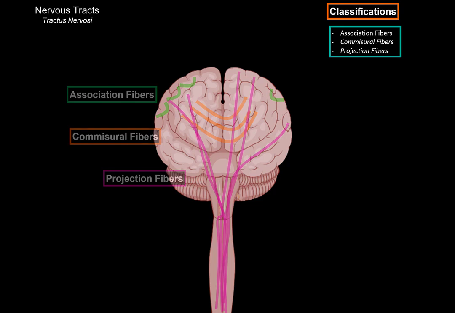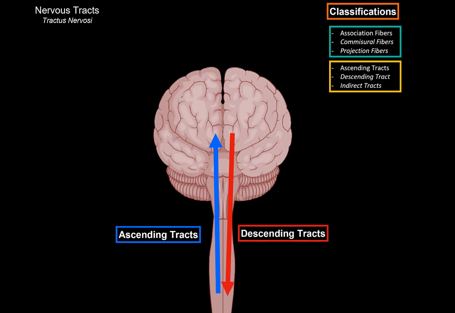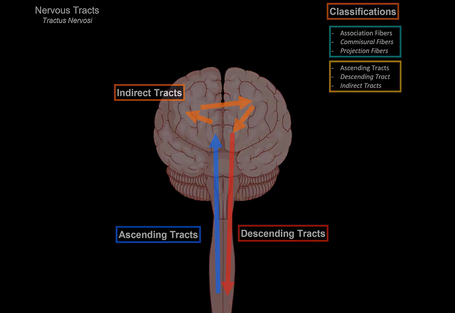But the most important thing to remember, which you will hear a lot about, are ascending tracts, leading sensory fibers, descending tracts, leading motor fibers, and indirect tracts that interconnect different parts of the brain. This is just another way to classify nerve tracts. So that's all I had about nerve tracts for now.